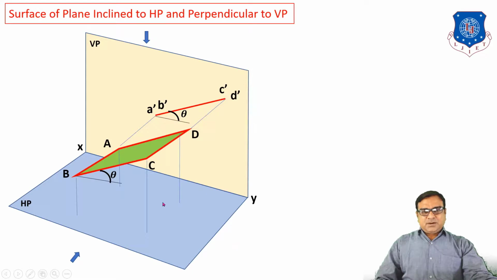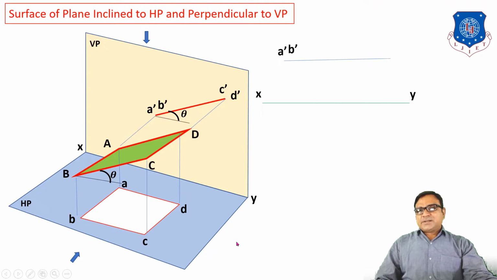Top view of the plane on the horizontal plane ABCD. Now here the top view of AB is the true length, same as the original length of capital AB of the plane, but the length of BC in the top view is less than the original length of the plane BC, because the line is inclined to the horizontal plane. So its projection is always less than the true length. Here AB is equal to CD and AD is equal to BC.